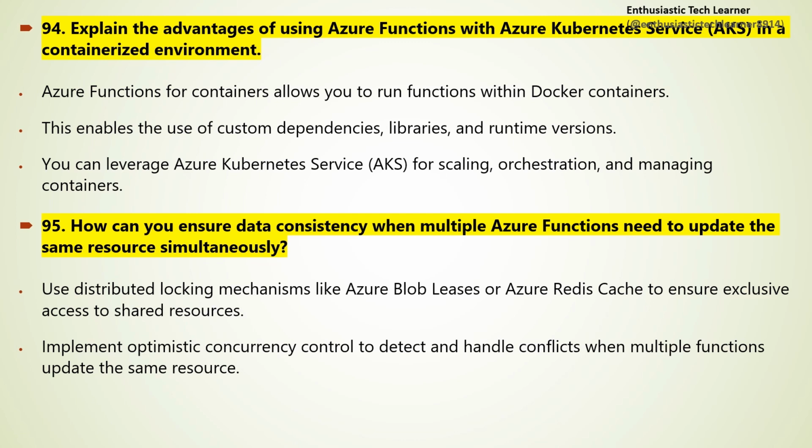How can you ensure data consistency when multiple Azure Functions need to update the same resource simultaneously? Use distributed locking mechanisms like Azure Blob Leases or Azure Redis Cache to ensure exclusive access to shared resources. Implement optimistic concurrency control to detect and handle conflicts when multiple functions update the same resource.